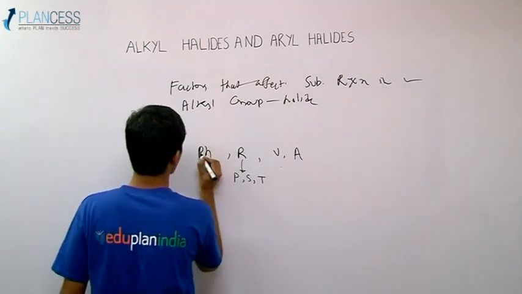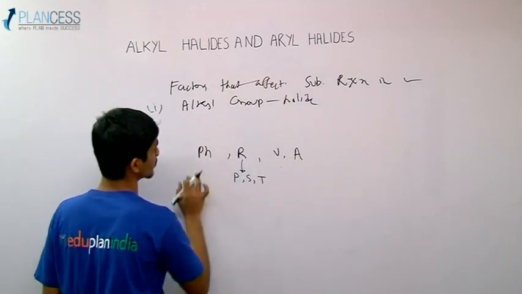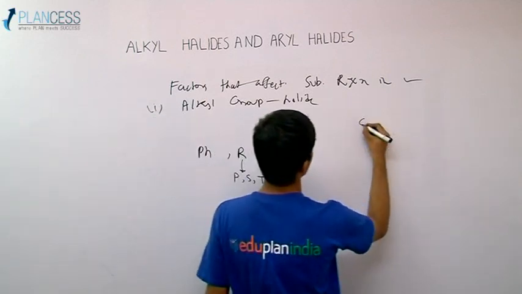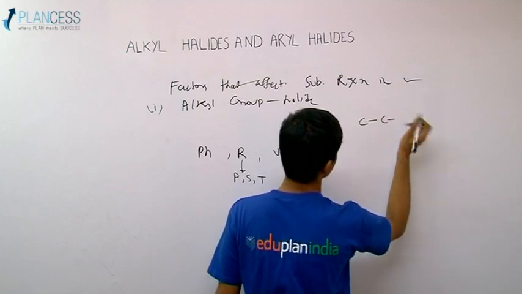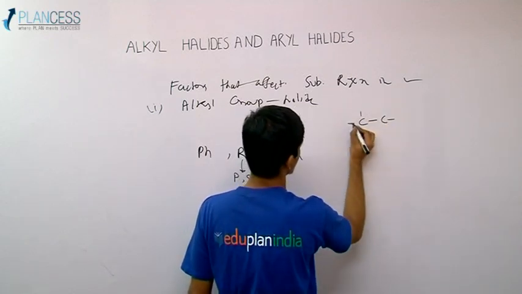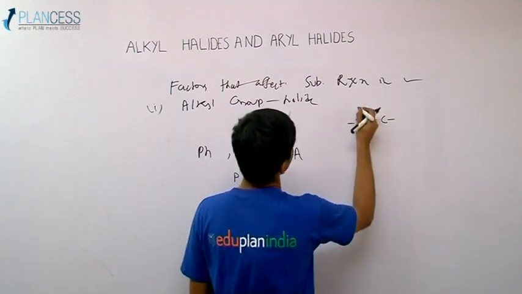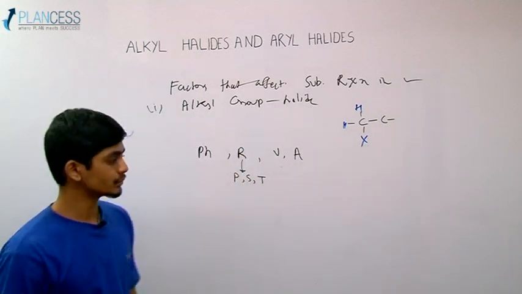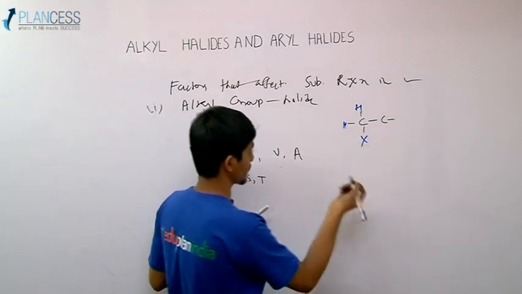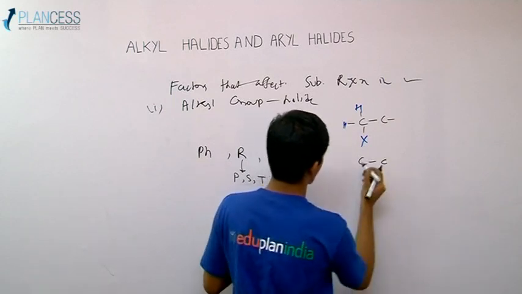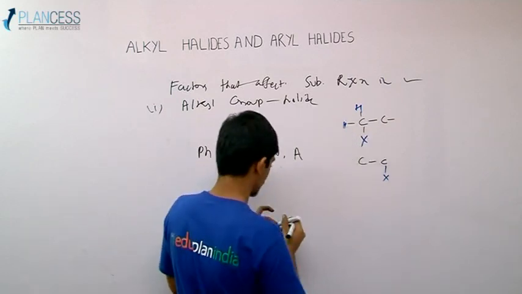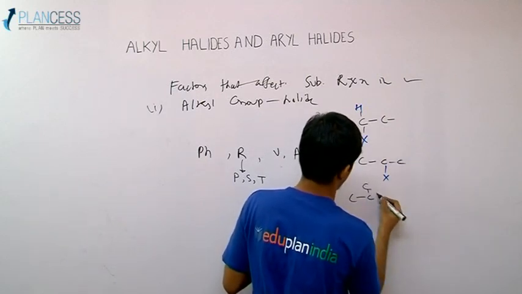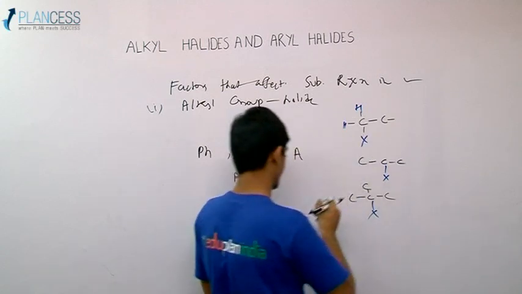Fine. First let us forget about these three. Let us consider primary, secondary and tertiary. We have a primary carbon and it is connected to something. We are focused on this carbon which has these three hydrogens. Now this is a primary carbon or a primary halide. Now if you want to compare the rates of reaction of this and this one, then let us compare.